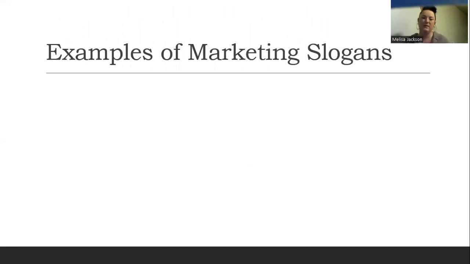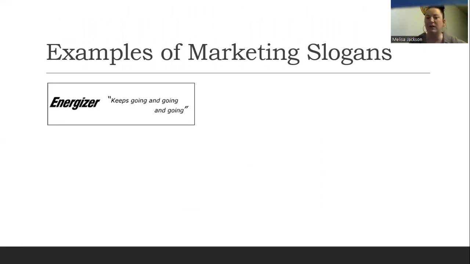I provided some examples of marketing slogans because I think it's kind of interesting to see. Here's the first one: Energizer keeps on going and going and going. Why would you ever buy a different battery ever? It will go on for the rest of your life. So this is just an example of some marketing slogans.